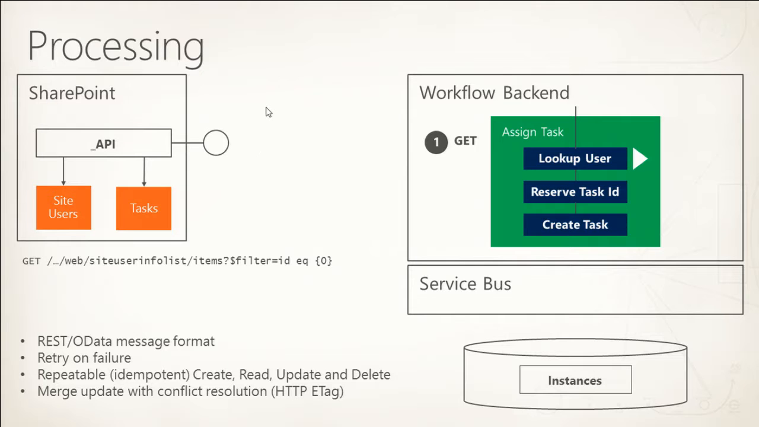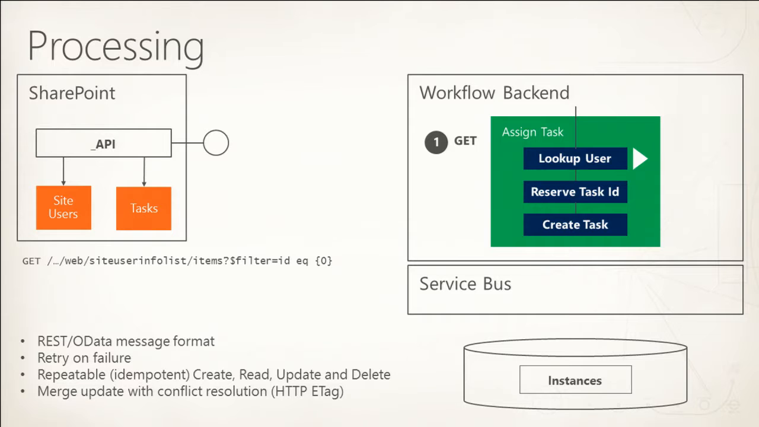So the first thing the workflow is going to do is look up a user. Here we just construct, in SharePoint, a standard REST get operation, which looks pretty much like what you see there, where we're looking up information in the site user info list, and we're looking on a specific user ID. So we call the API endpoint, and then we get the data back in SharePoint.